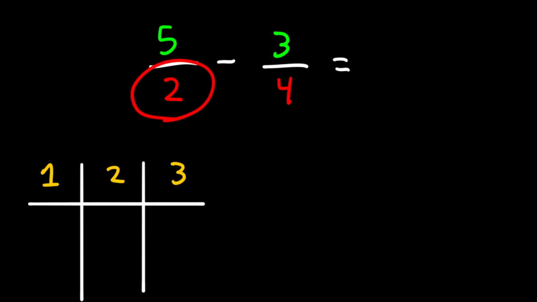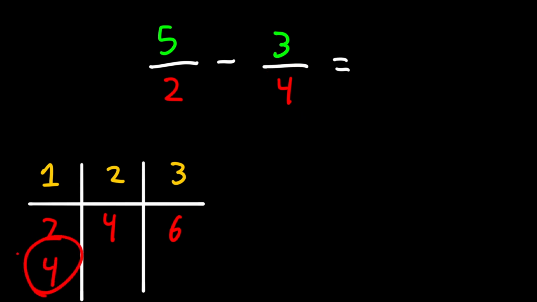Now we're going to fill in the denominators. The first number is going to be 2, and we're going to add it by itself. So 2 plus 2, which is itself, is 4. 4 plus 2 is 6. And now let's take the second denominator, which is 4, and we're going to add it by itself. 4 plus itself, which is 4, is 8. And 8 plus 4 is 12.